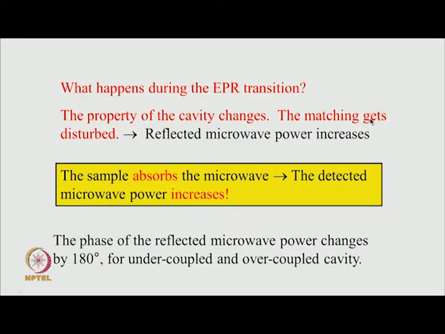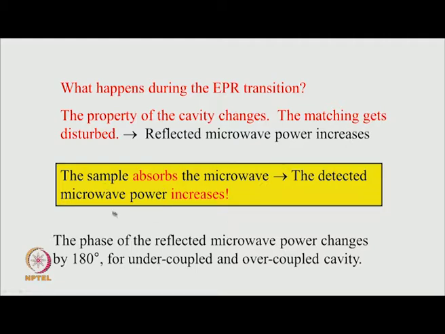Now, what happens during an EPR transition? The property of the cavity changes, the matching gets disturbed. What is the matching? What matching means is that we have seen that reflection from the microwave cavity is very small. That matching gets disturbed, so a little bit of microwave power is reflected.